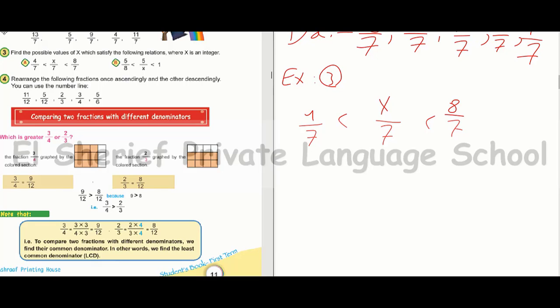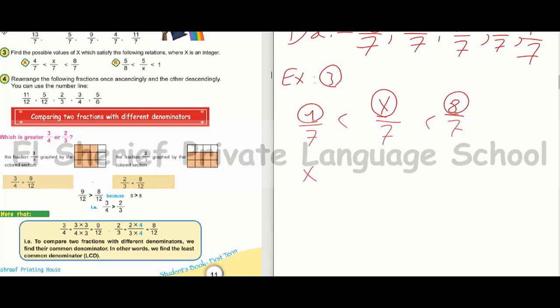Here we have 4 over 7 less than x over 7. So x is more than 4, and x over 7 is less than 8 over 7, so x is less than 8. So x is between 4 and 8.